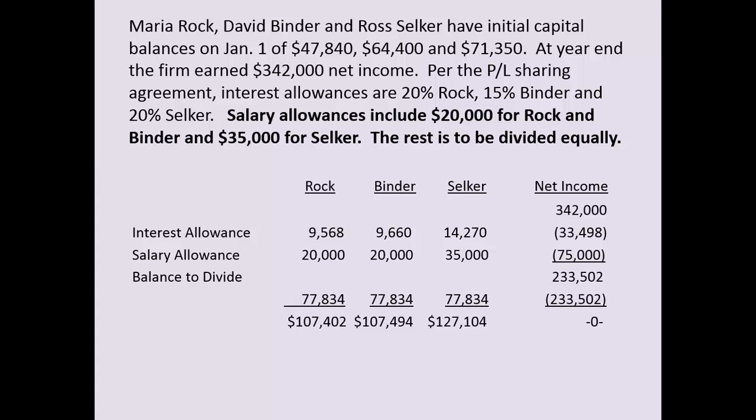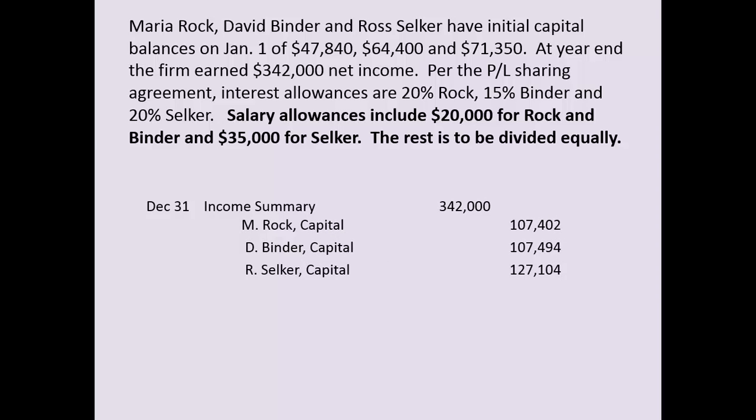And this is why it's good to put this in a spreadsheet, put it in a chart so you can double check your numbers. You can foot and cross-foot your totals and make sure that you have allocated the full net income of $342,000 and you haven't over-allocated. So remember why this is so important, so you're updating to the correct capital balances. But do know that Rock, Binder, and Selker will be paying personal income taxes on their share of this income, not the partnership itself. And here's your journal entry. And of course, if it was a net loss, the debits and credits would be opposite, but you'd have the same numbers.